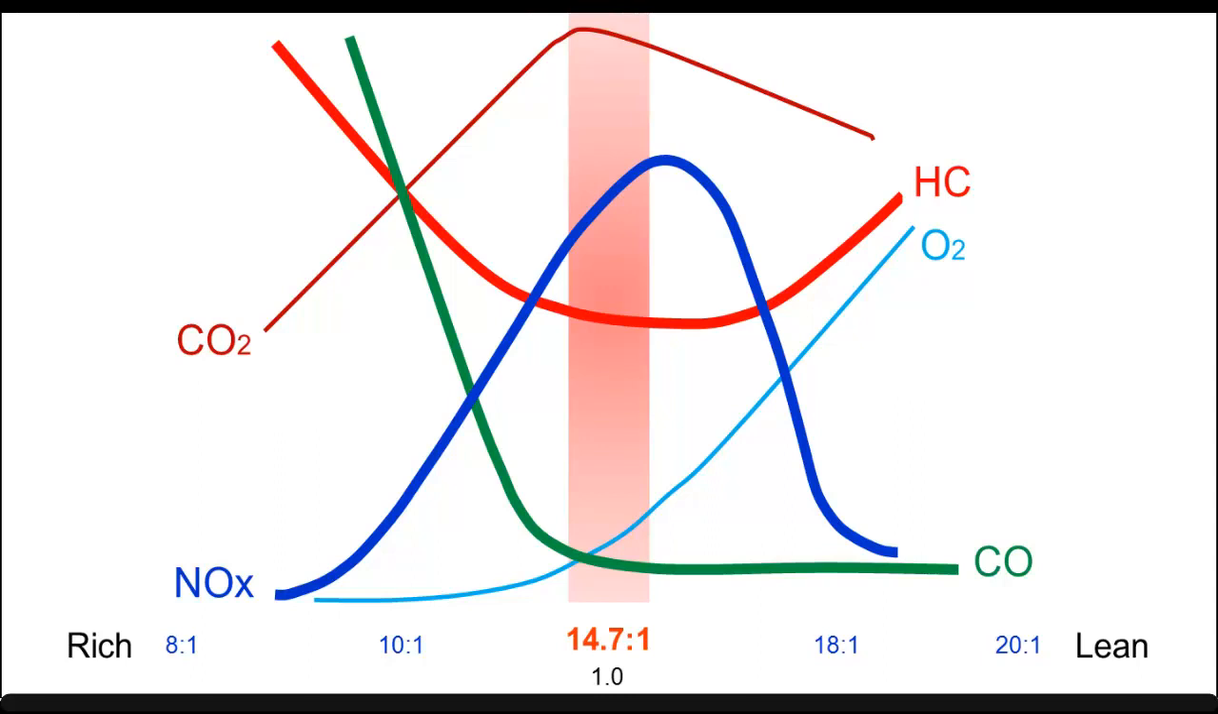Hydrocarbon emissions tend to be low in the stoichiometric or moderately lean range, rising with rich mixtures, also rising with mixtures that are excessively lean for the engine design. Carbon monoxide emissions are low in the stoichiometric range and rise significantly with a rich mixture. CO emissions stay low with lean mixtures.